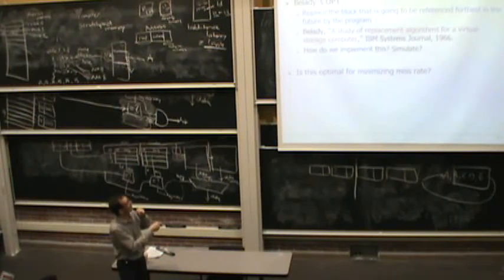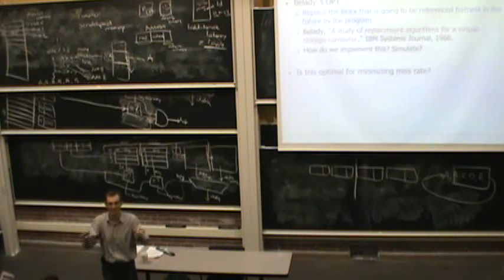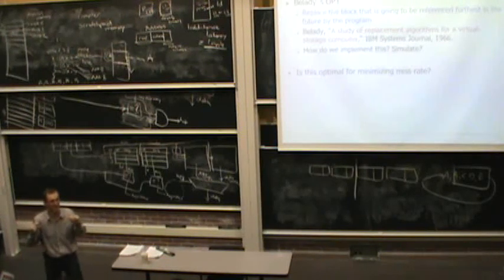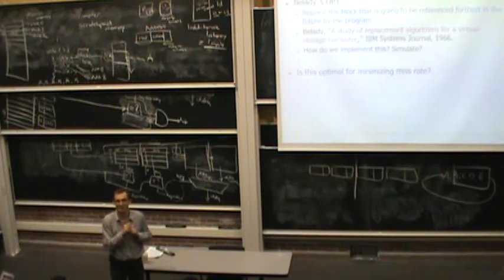Well, first of all, how do you implement this? Well, you cannot implement this. You have to really predict what is going to be referenced furthest in the future by the program. And if your prediction is 100% accurate, then you've implemented it. But that prediction is hard to get 100% accurate. Even simulating this is very hard, and I'll let you think about how to simulate this.